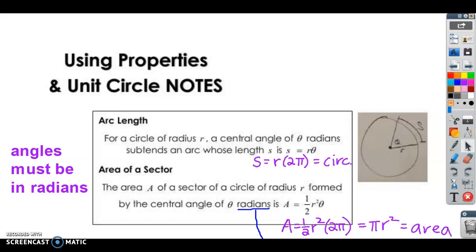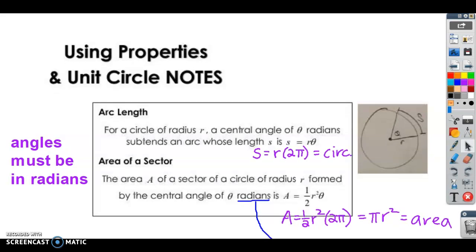So let's move on. The last time we really saw arc length and area of a sector was back in geometry, and we were still dealing in degrees. So now we're dealing with radians, and we've got a new formula here. For a circle of radius r, a central angle of theta radians, subtended, and that just means it is in between the initial side and the terminal side, an arc whose length s is s equals r times theta, and theta is in radians, so that's 2 pi all the way around the circle. So all you really have to remember is r times 2 pi.